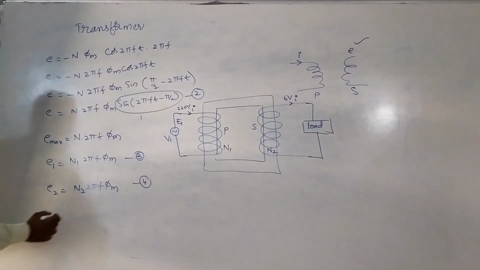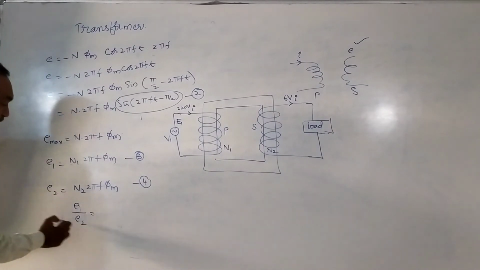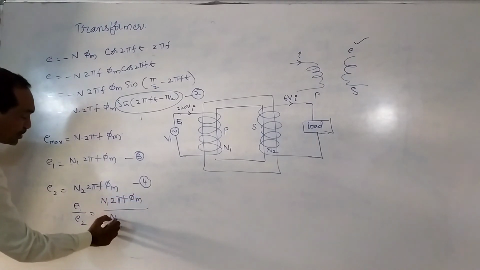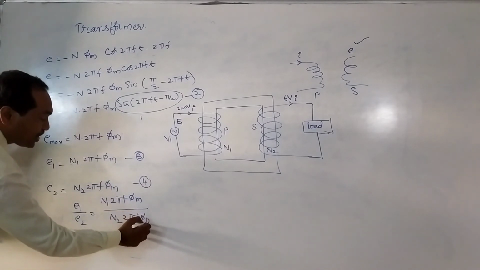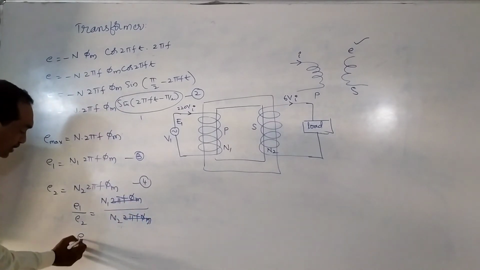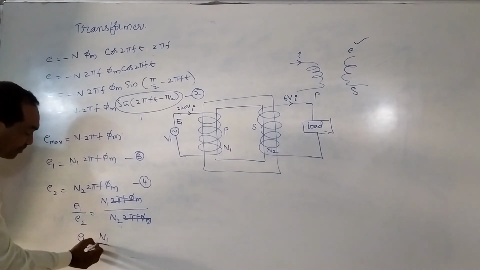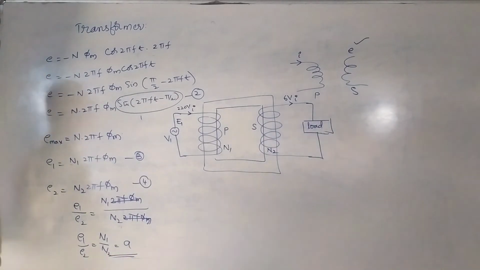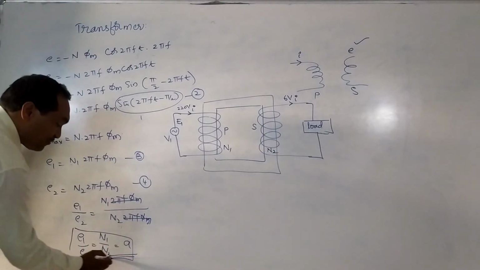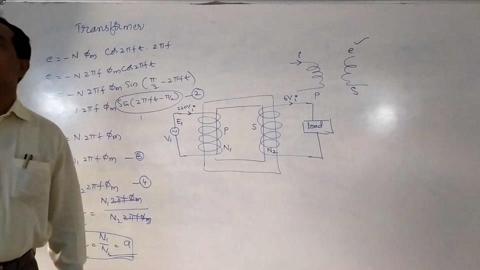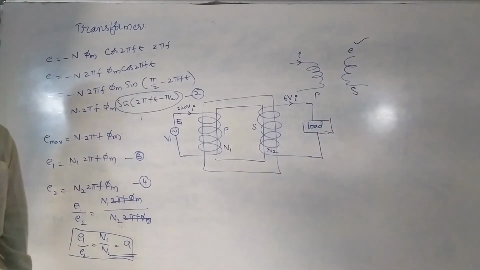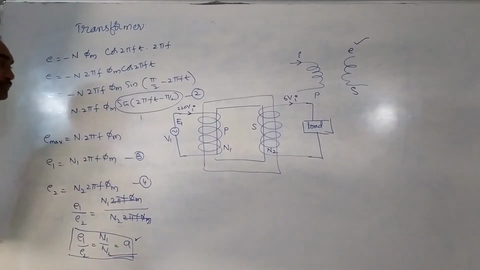By dividing these two equations, that is E1 by E2 is equal to N1 into 2 pi f phi m by N2 into 2 pi f phi m, where these terms are cancelled, so E1 by E2 is equal to N1 by N2. Of course, this is taken as A. This is called the transformer ratio. This is the required equation for the functioning of the transformer. Either it may work as a step up transformer or step down transformer, depending on this principle.